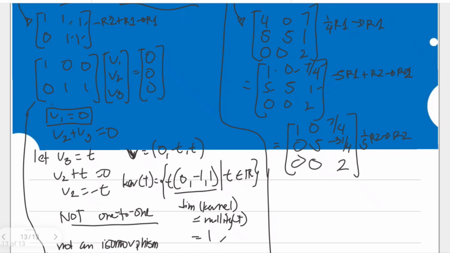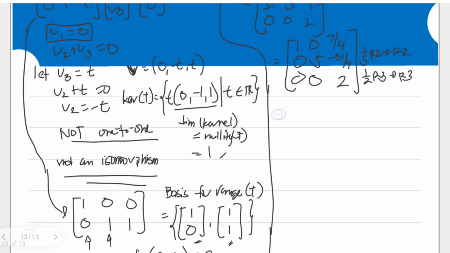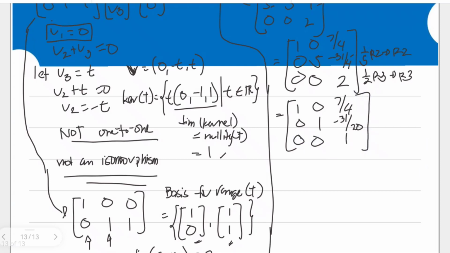And since there are no other entries aside from this in our third row, let's also multiply 1/2 to row 3 so that it will become a leading 1 as well. 1, 0, 7/4, 0, 1, right? Then when you multiply this with 1/5, that's -31/20. Okay, and you have 0, 0, 1 here. So no need to worry about fractions.